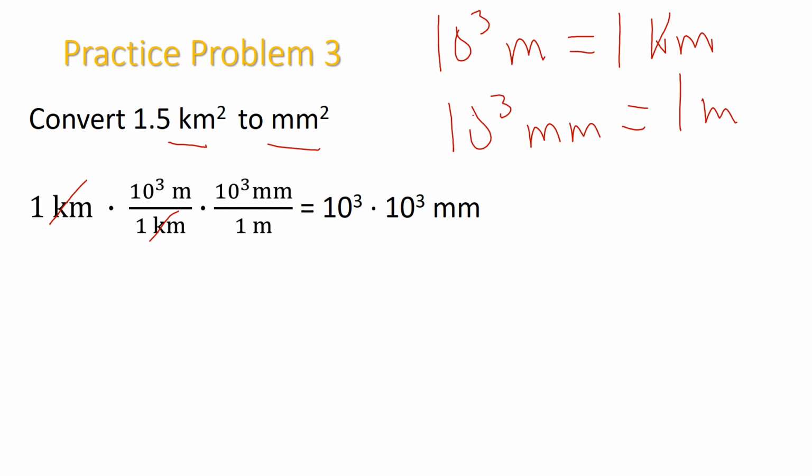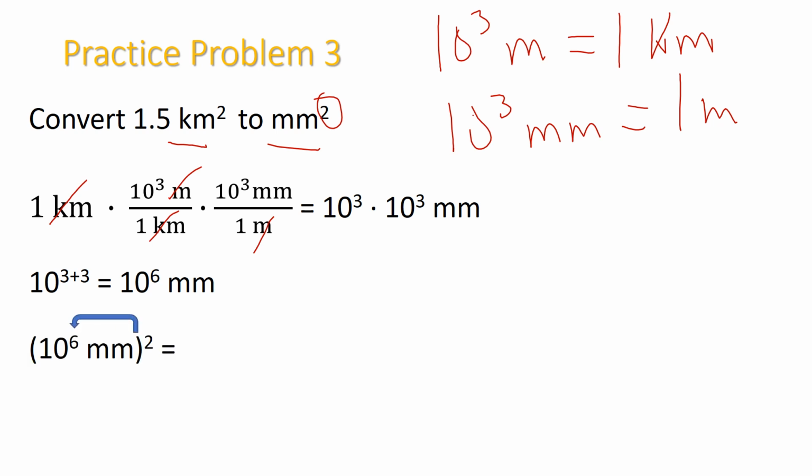This becomes 10 to the third times 10 to the third millimeters. You can see all of my units have canceled. What do I do with those exponents? That's right, we add them. That becomes 10 to the 6 millimeters. But we need to be in square units, so what do we do with this 10 to the 6? We square it.